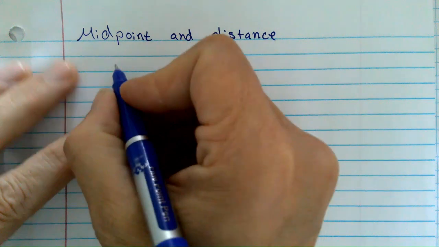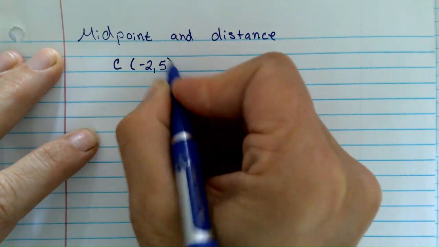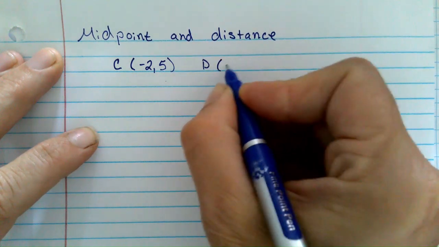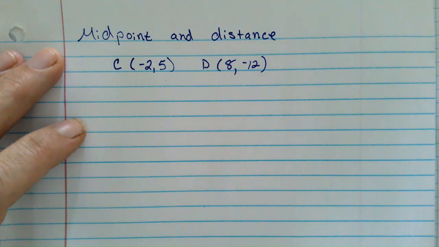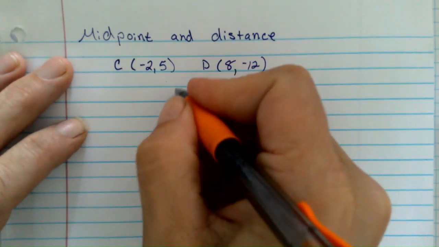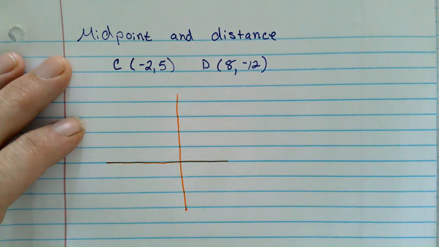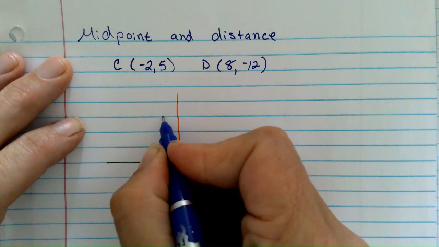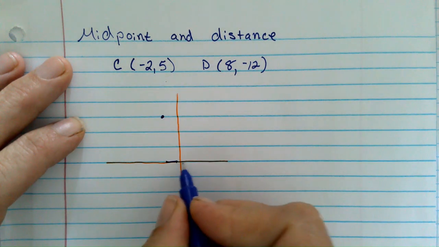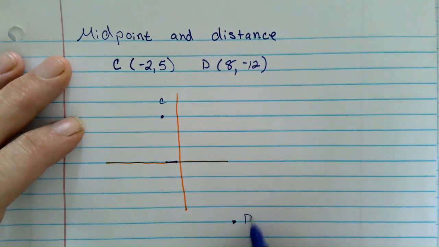So let's say you have a point C that is at (-2, 5) and D that is at (8, -12). Okay, so let's go ahead and kind of visualize what that's going to look like. So we'd have to go left 2, up 5, right? We'd have to go right 8, down 12. Let me label those as C and D.